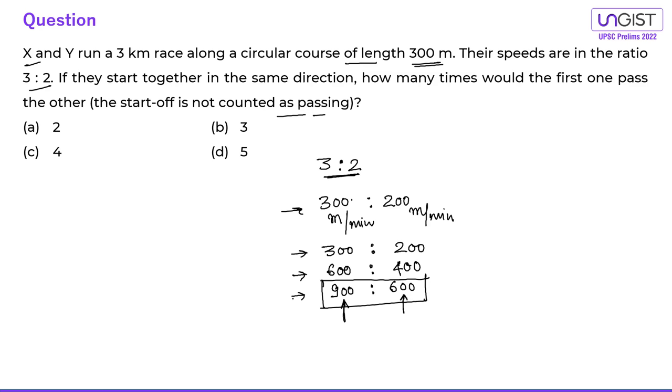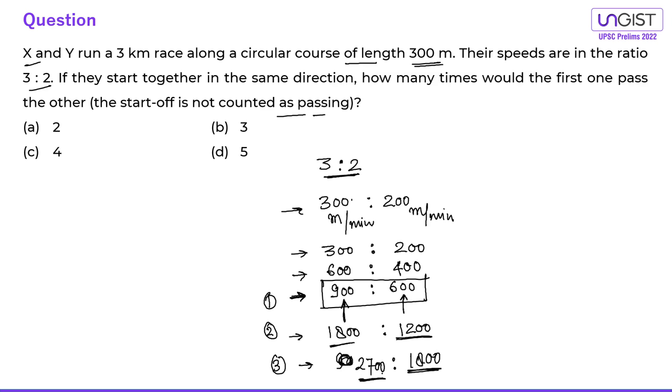So when first one covers 900 meters and second one covers 600 meters, they will be on the starting point. Similarly, when first one covers 900 more, it means 1800, the second one will cover 600 more, it means 1200. So this is 1, this is 2, right? And again, when first one covers 900 more, it means 1800 plus 900 is 2700, and 1200 plus 600 is 1800.